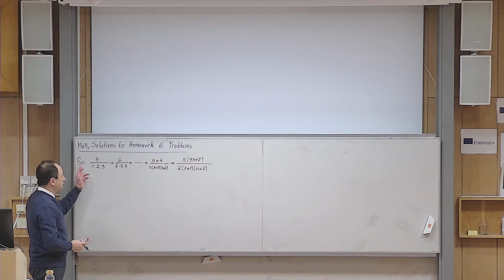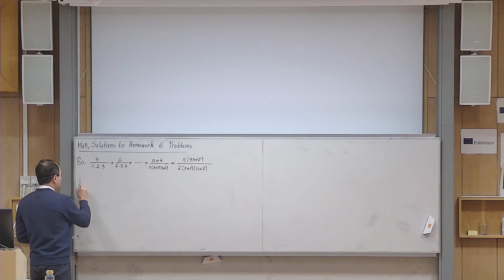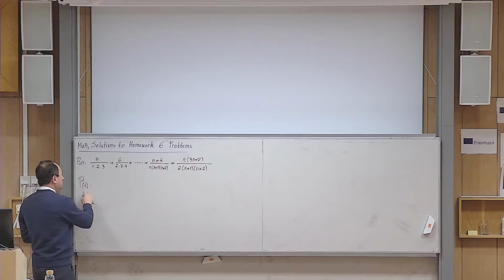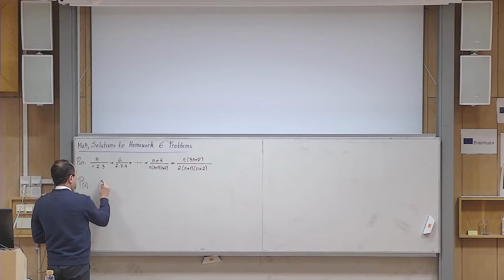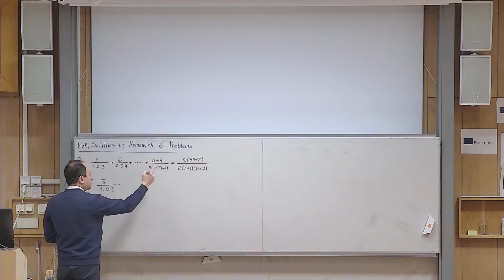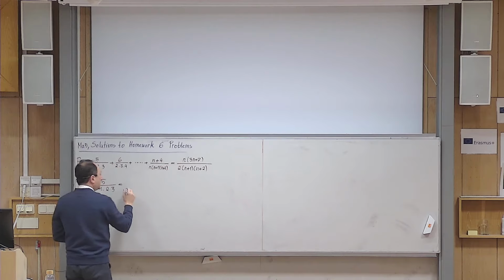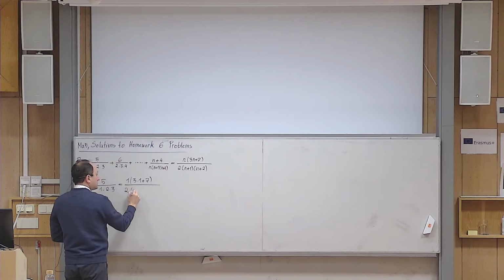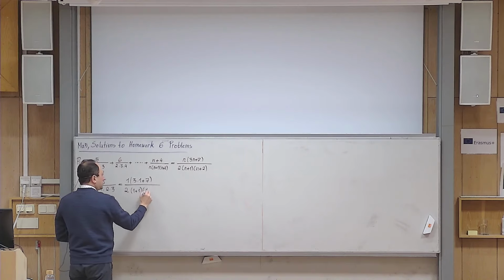So I call it P of n. And what I have to do first is to check if P of 1 is true or false. I have to see actually it is true. So P of 1 means that the left-hand side becomes 5 over 1 times 2 times 3. The right-hand side, I replace n with 1. So it becomes 1 times (3 times 1 plus 7), and the denominator 2 times 1 plus 1 and 1 plus 2.